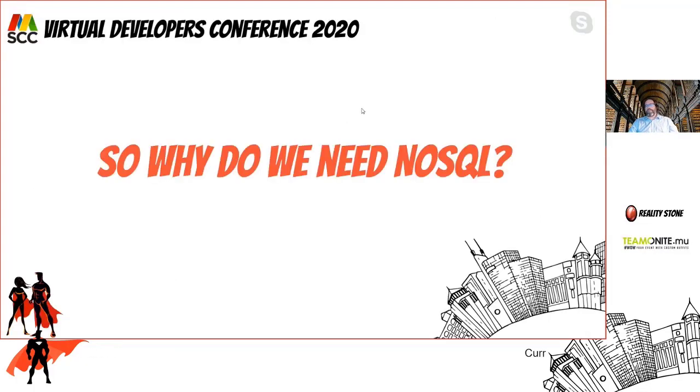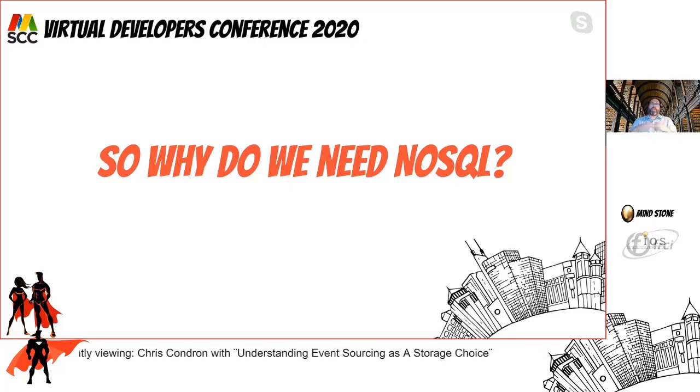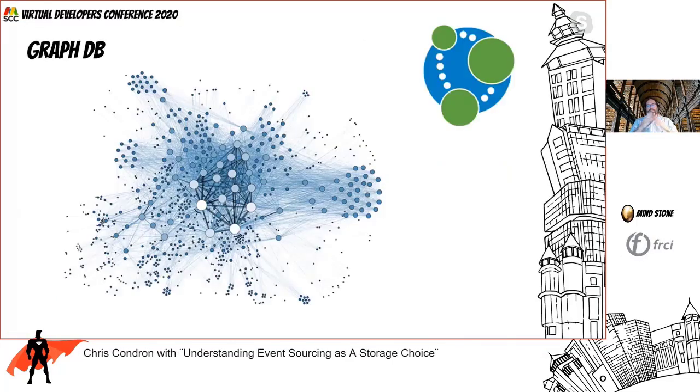So with all of the power that I just talked about, a ton of tooling, well proven, very performant for what it's doing, why do we need NoSQL? Why do we need these other database types? Why do we need a graph database? What does that give us?